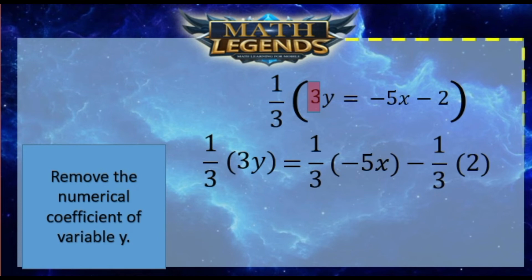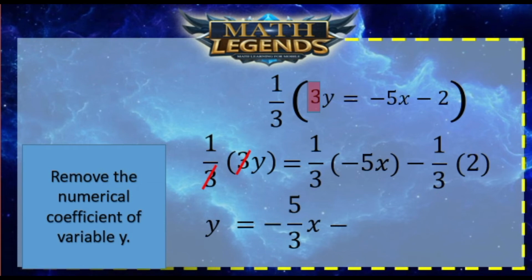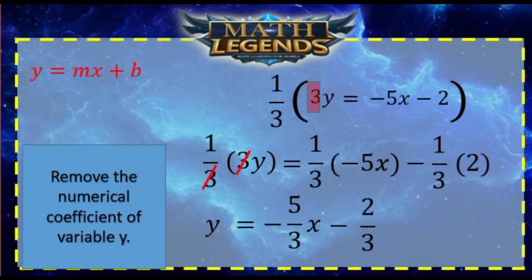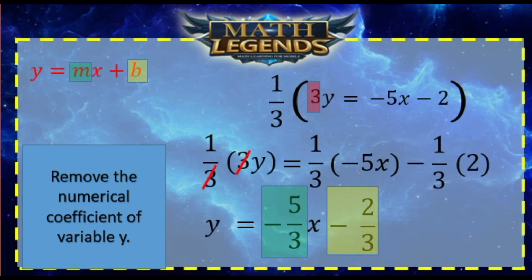So let us try to simplify. We are going to cancel out 3 since it will become 1. So therefore, we will have y is equal to 1/3 times negative 5x, which is equivalent to negative 5 over 3x, minus 1/3 times 2. The answer is 2/3. So here, we already have the slope-intercept form, y is equal to mx plus b, wherein m is negative 5 over 3, and b is equivalent to negative 2/3.